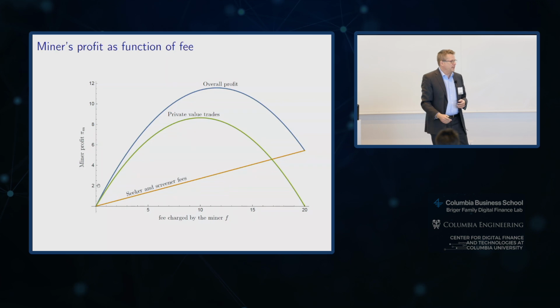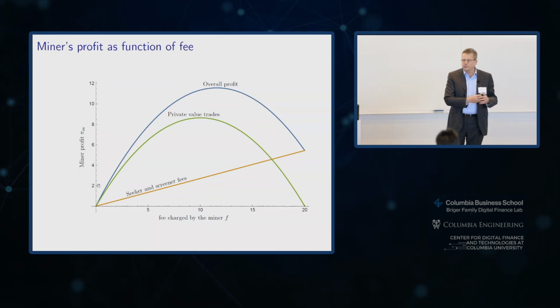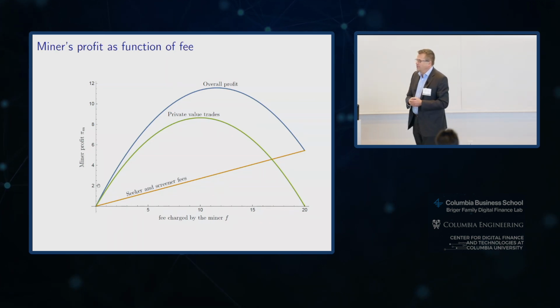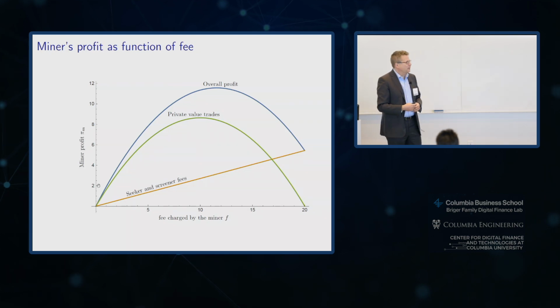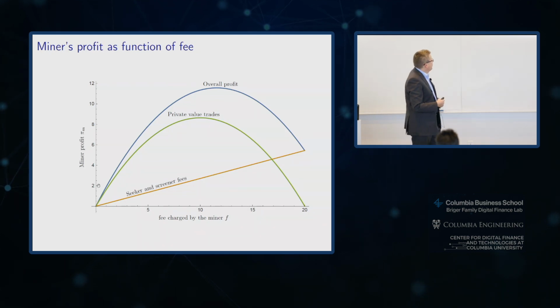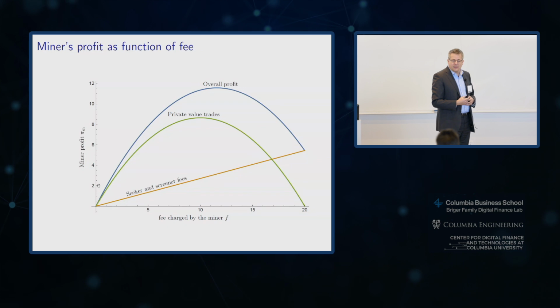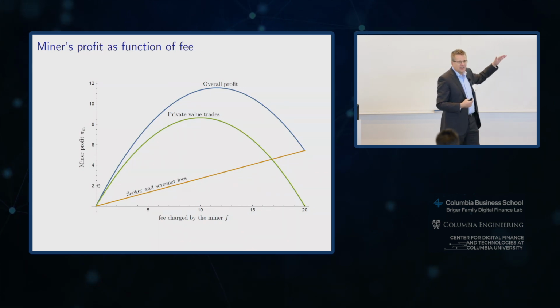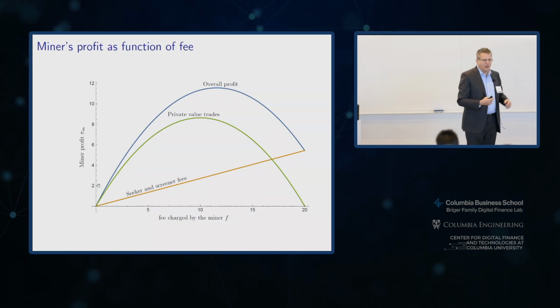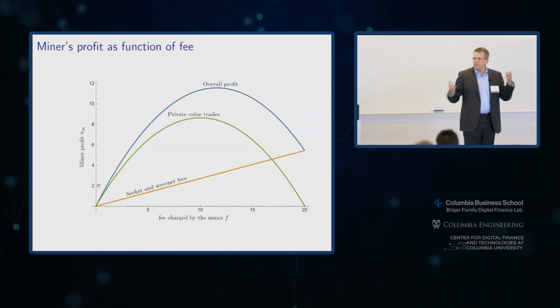But if the fee is too high, then all these low-value users drop out of the market. They don't participate, and so the fee revenue starts going down. On top of those fees, the miner can also get fees from the screener and the arbitrageur, and that looks like a linear graph. It's not totally linear, but it's upward sloping because these arbitrageurs are very keen. They found a very profitable opportunity, so they're willing to pay pretty much any fee that the miner charges them.